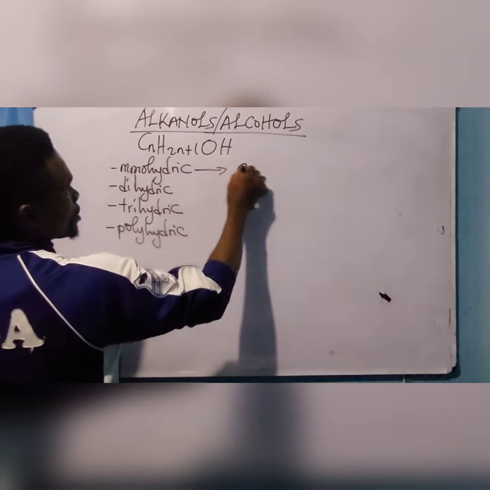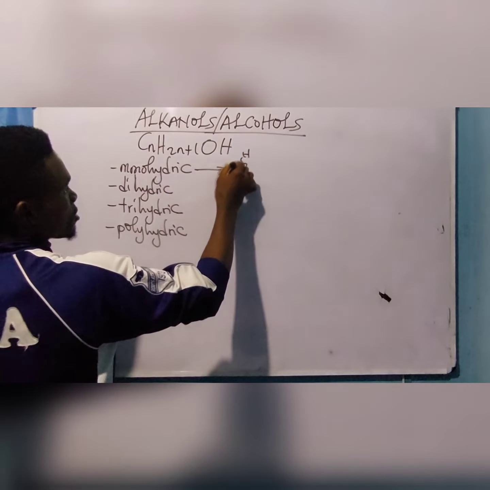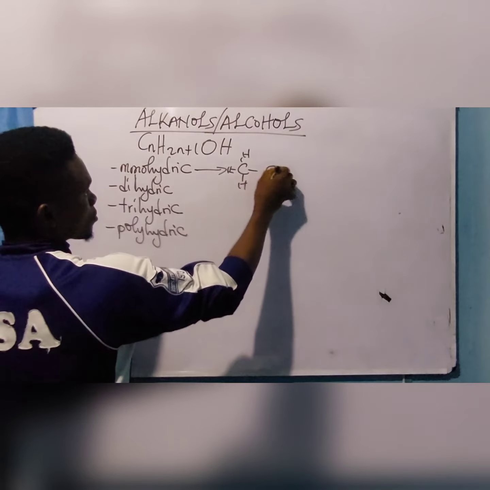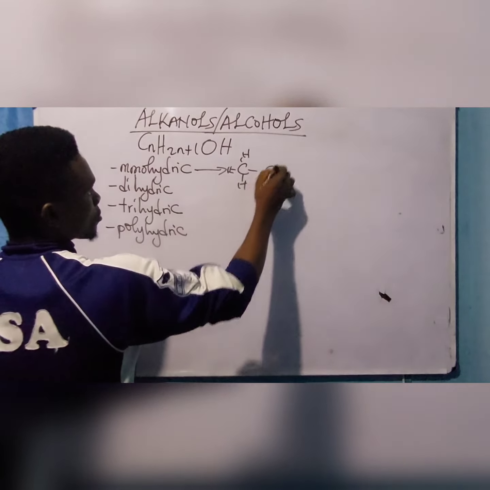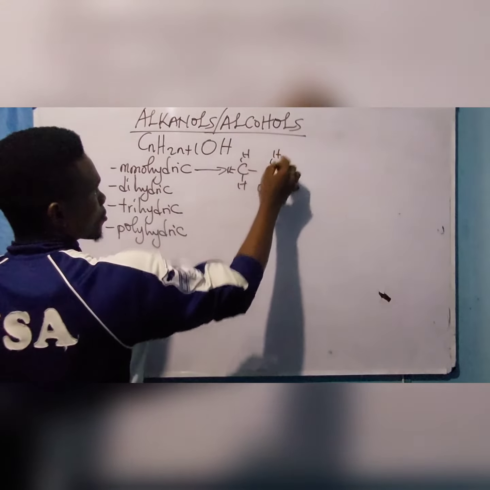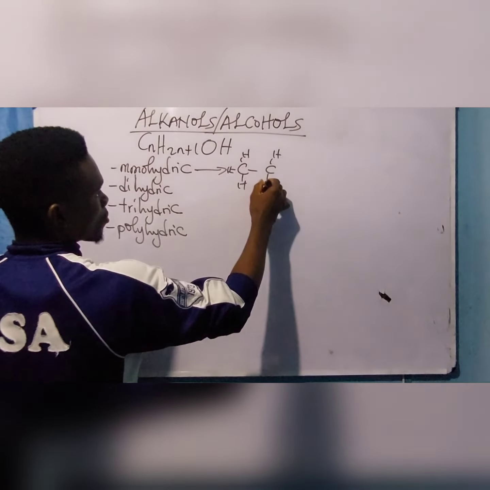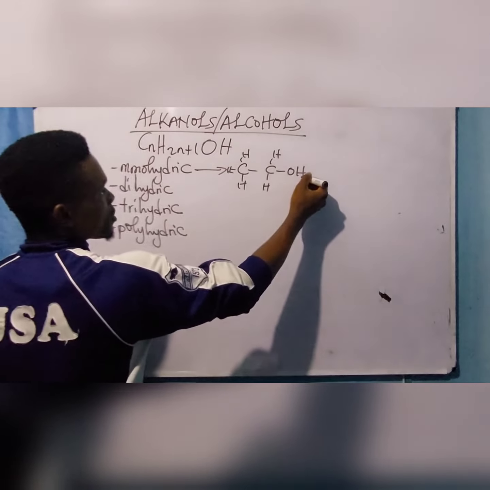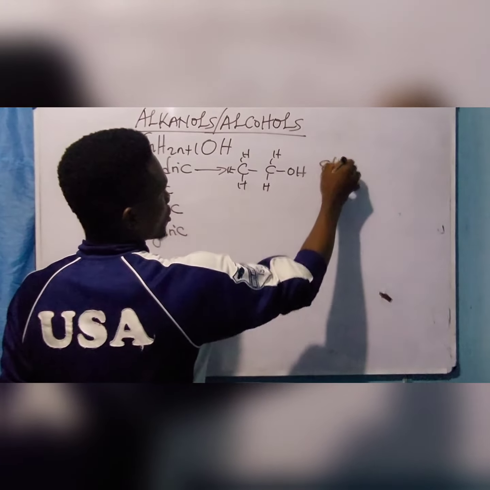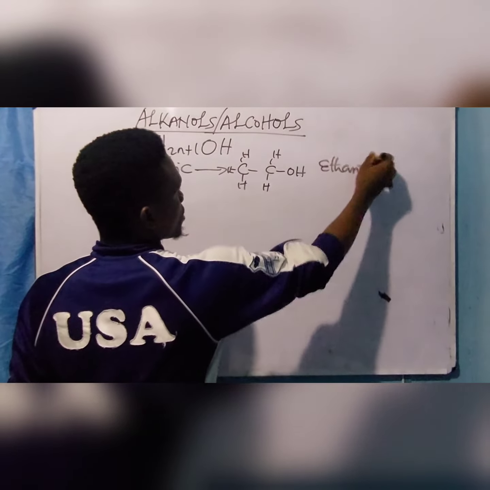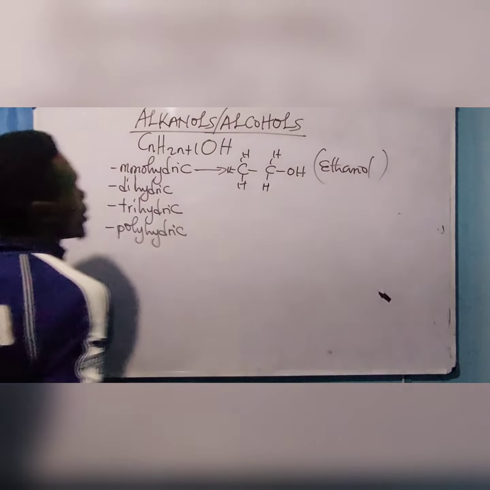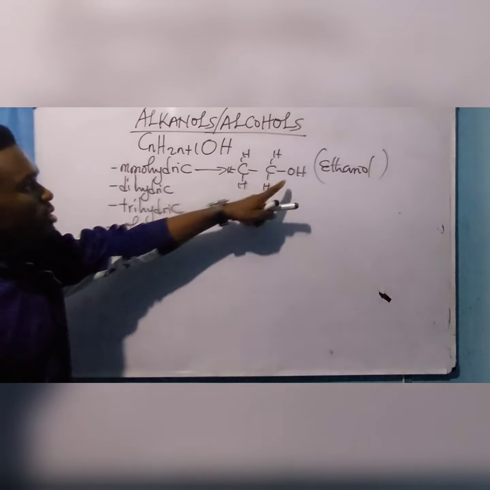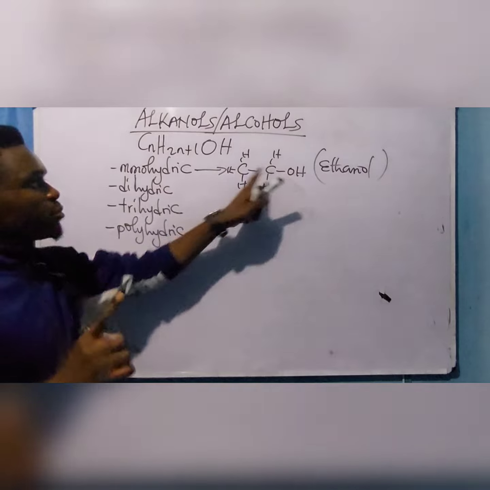If I have this, now this one is called ethanol. Alright, ethanol is a good example of what? A monohydric alcohol. You can see it has just one OH present.